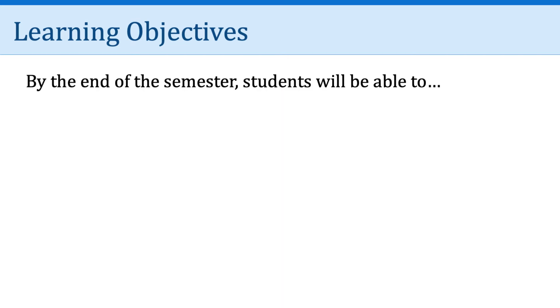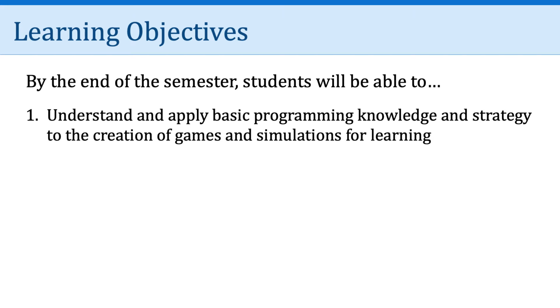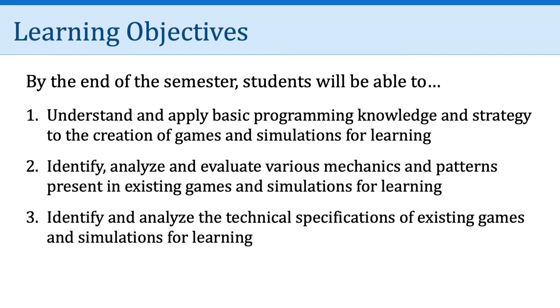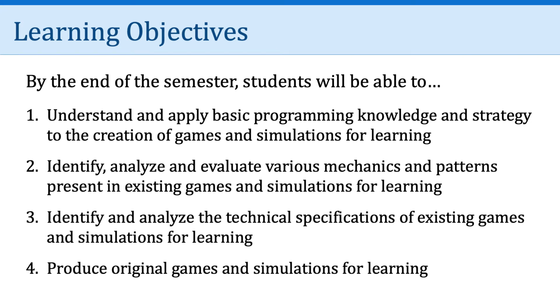Okay, this is all very high level, but what are we actually going to learn in this class? Well, by the end of the semester, you should be able to do the following. 1. Understand and apply basic programming knowledge and strategy to the creation of games and simulations for learning. 2. Identify, analyze, and evaluate various mechanics and patterns present in existing games and simulations for learning. 3. Identify and analyze the technical specifications of existing games and simulations for learning. And 4. Produce original games and simulations for learning.